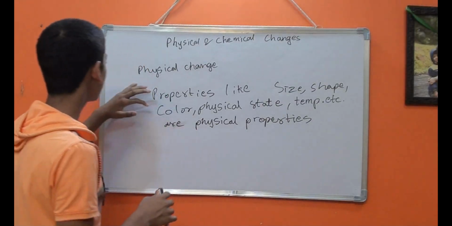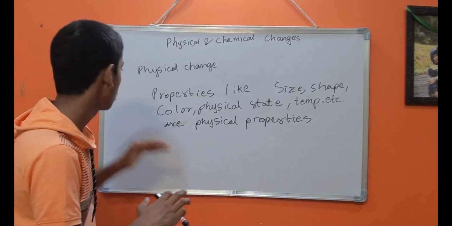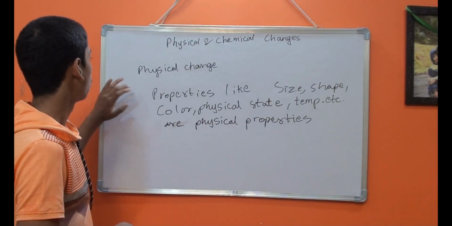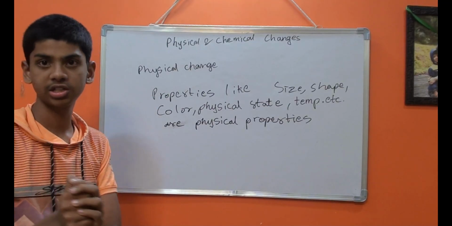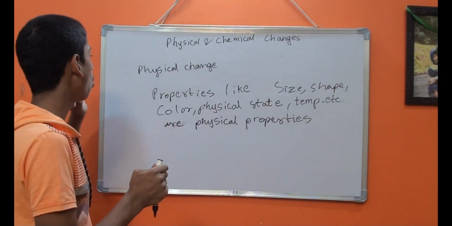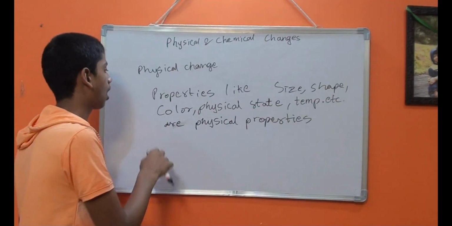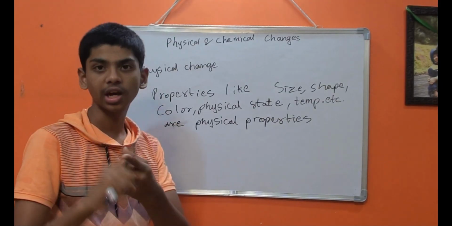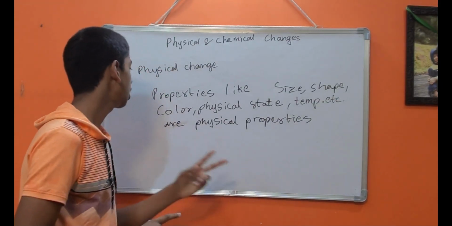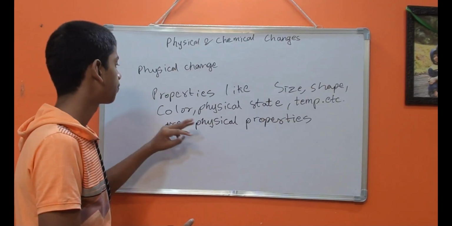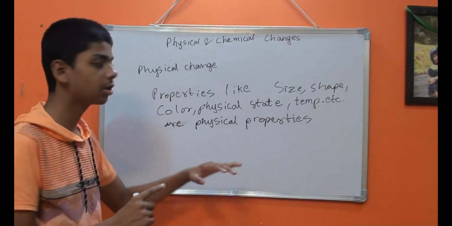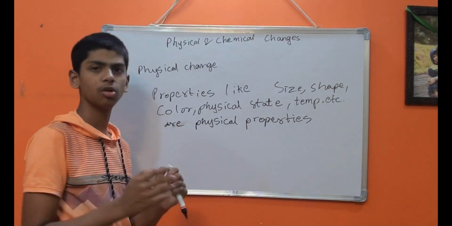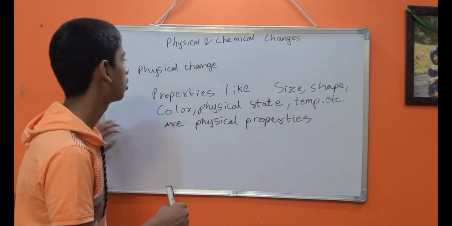Friends, now let's learn about physical change. Now, what is physical change? Before learning about what is a physical change, let's see what are physical properties. Properties like size, shape, color, physical state, temperature, etc. are physical properties, which means that they don't have any chemicals involved.